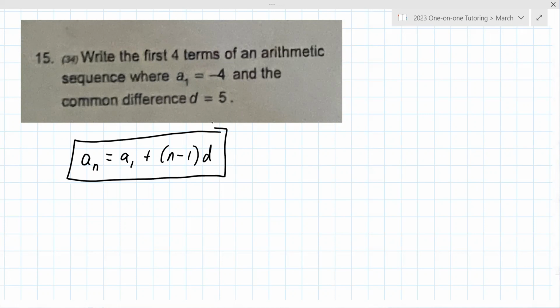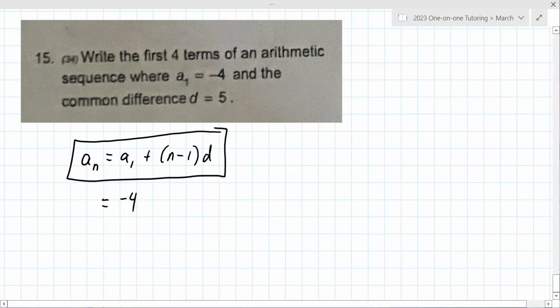All right, so we substitute in what we know. We know that A1 is -4. We know that D is 5. We know that An is the variable, meaning An is like Y, and N is your variable like X. So we now have it. If you don't need to simplify, you can here, but you don't need to because you're just writing out the terms.